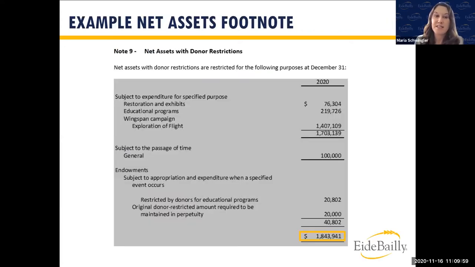This provides you with an example of what that restricted net asset footnote disclosure would look like. On the previous slide on that statement of financial position, the statement indicated there was $1,843,941 of net assets with donor restriction. And then this disclosure takes that number and provides a reader with more detail on what it is specifically restricted for.